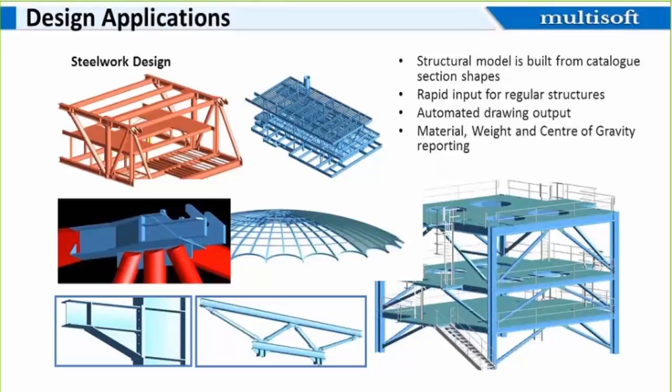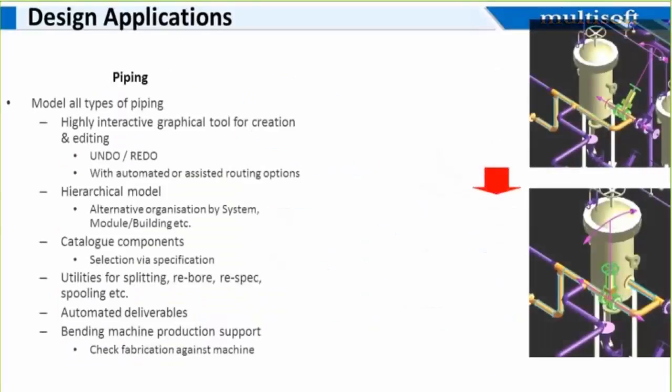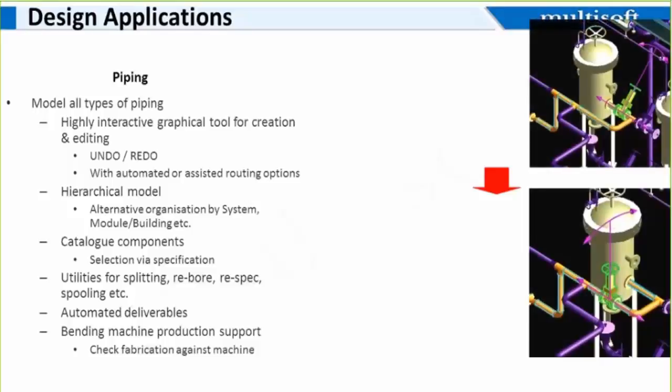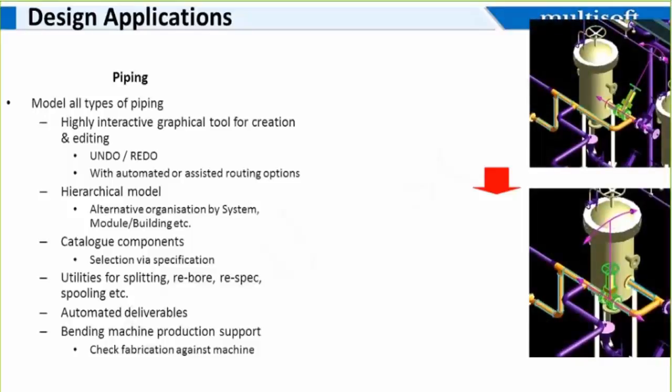But again, the quality of all these outputs, like the drawings, the weight report, and the center of gravity report, depends on the quality of the input. Next application is piping. Now using PDMS, one can model all types of piping, fittings, inline instrument items, valves, etc. The tool which is used for piping is highly interactive, and it is also possible to undo and redo the work once done.